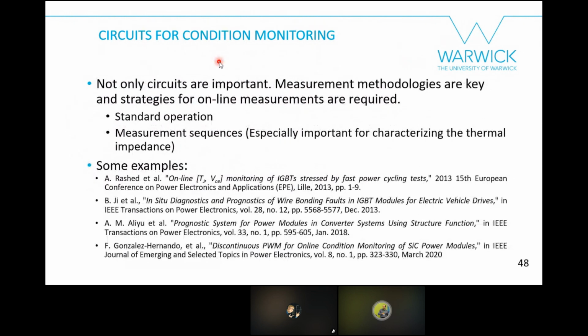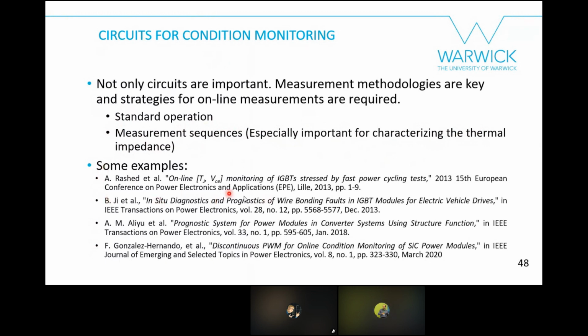Then, concluding, I presented a lot of circuits and a lot of different parameters, but not only the circuits are important. Measurement methodologies are key, and you need strategies for online measurement. You can decide that you want to measure things during standard operation, or define some measurement sequences, and this can be important if you want to characterize the thermal impedance.